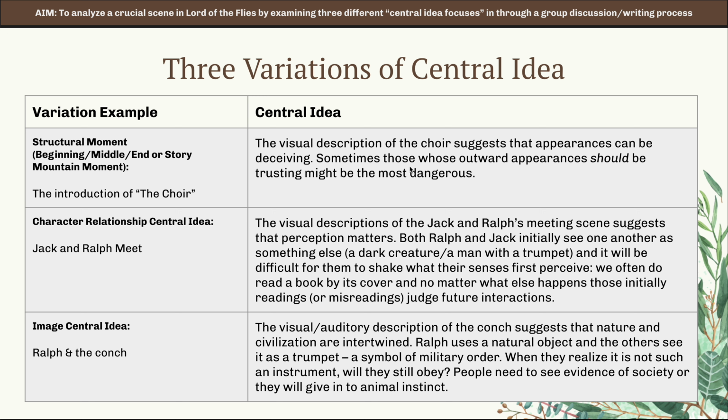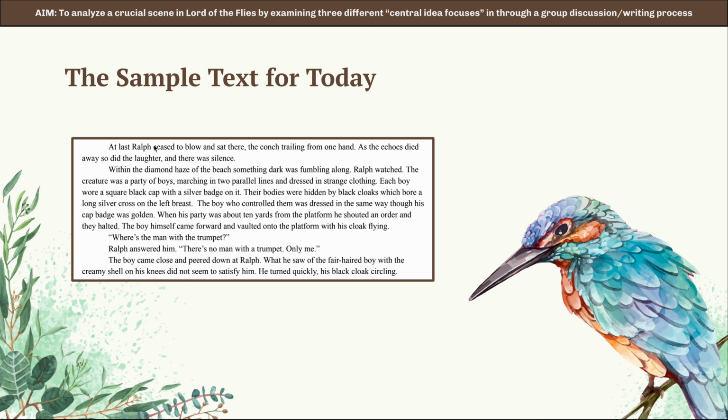So maybe the idea is that sometimes those whose outward appearances should be trusting, right? The church kids should be trusting, might be the most dangerous. Maybe they really are a dark, fumbling creature. Okay, then I go to Jack and Ralph's meeting, which is not so much focused on the church outfits. The visual descriptions of the meeting between Ralph and Jack suggest that perception matters. Both Ralph and Jack initially see one another as something else, right? So we focus in on how Ralph is watching Jack as he comes up, and he's the one who sees something dark, a creature.